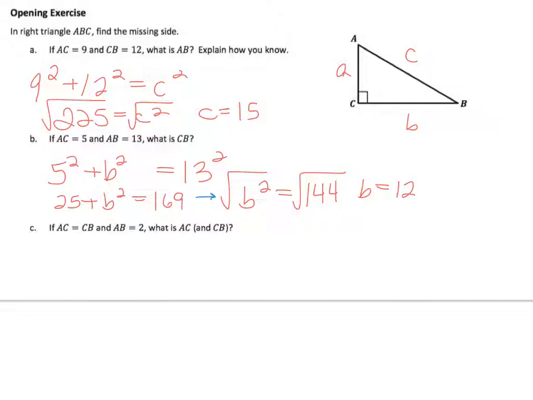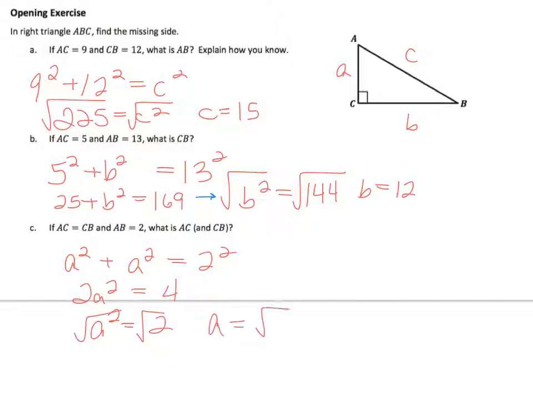And then the last one, if AC equals CB and AB equals 2, what is AC and CB? So we're just going to say that A squared plus A squared, because they're equal, equals 2 squared. 2a squared equals 4. A squared equals 2. A equals the square root of 2. So that means that AC equals CB equals the square root of 2.